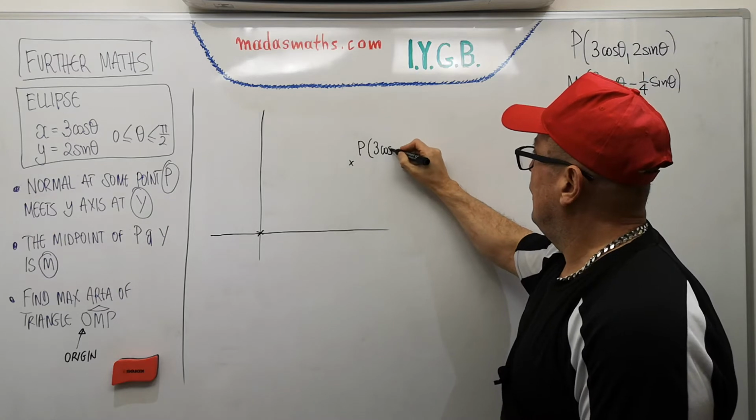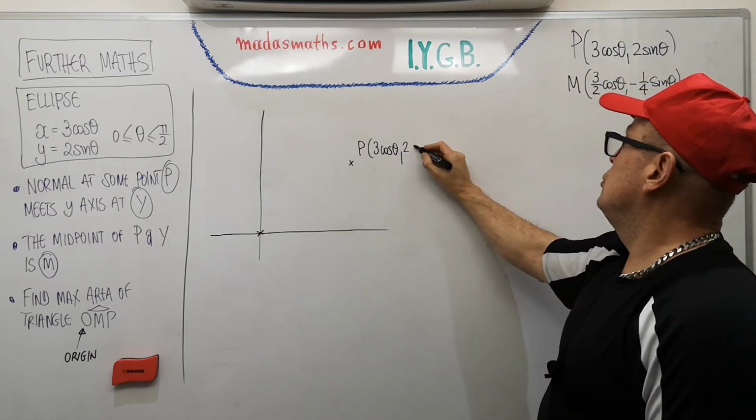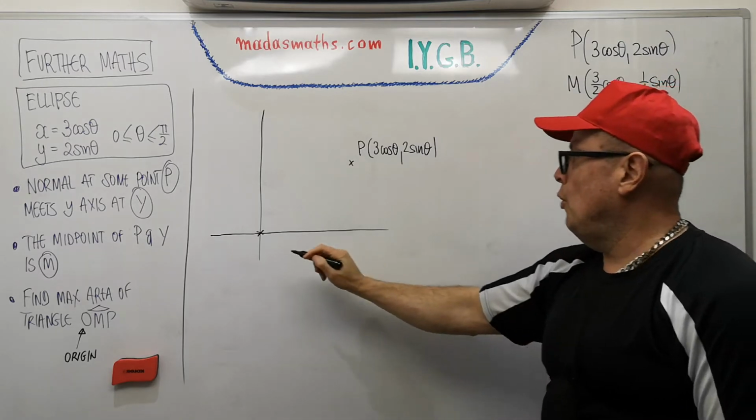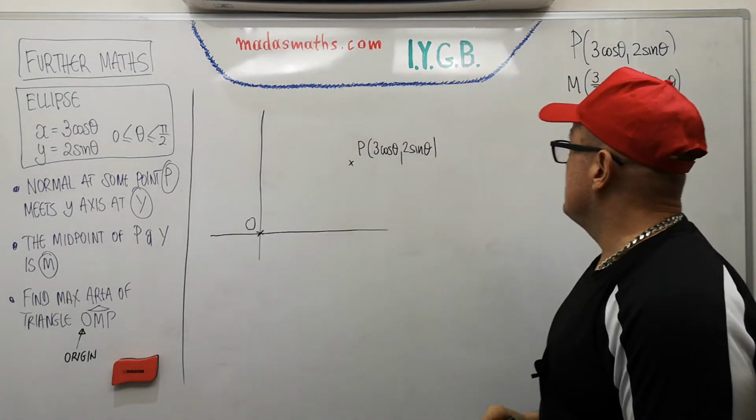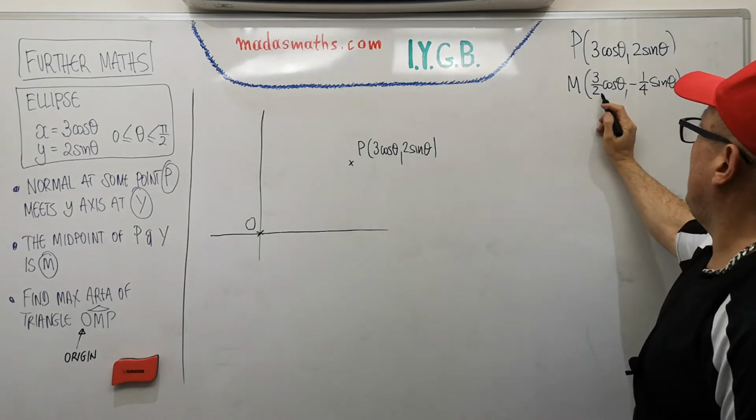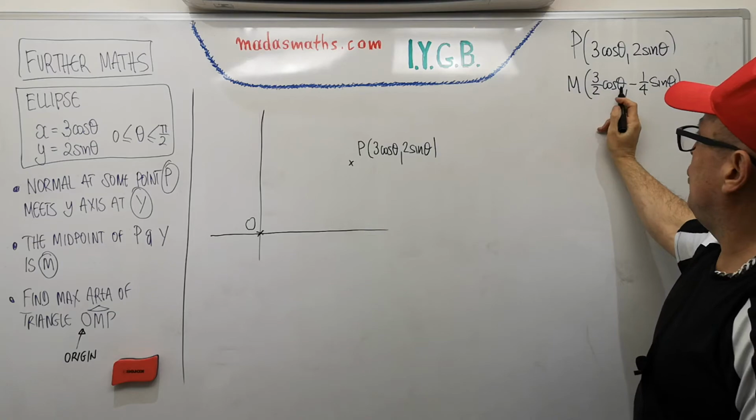3 cos theta, 2 sine theta. Okay, where's the point now? That's O. And where's the point M? So OMP. M has x coordinate 3 over 2 cos theta.